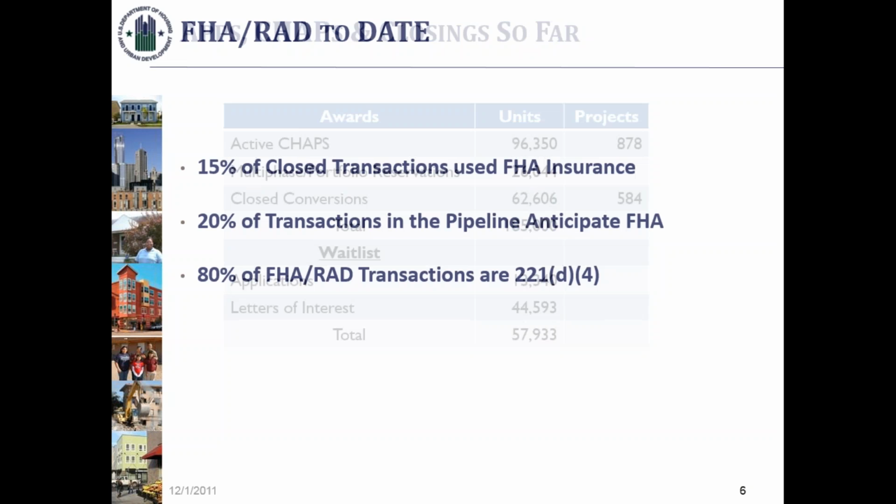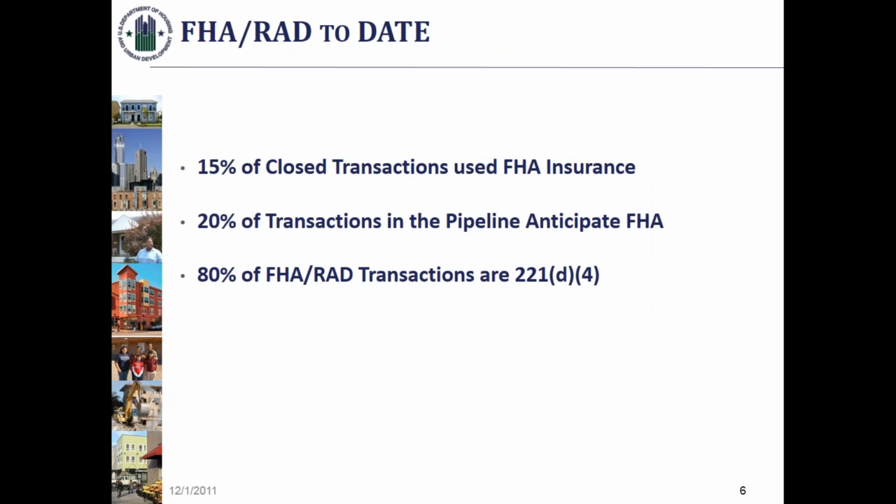How much of those will be FHA insured? To date, about 15% of closed RAD transactions have used FHA insurance. This is a little bit lower than what was originally anticipated. I think by most counts, people thought a third to a half would use FHA insurance. For a variety of reasons, that's not come to fruition. But in the current pipeline, it's still about 20 to 25% that they anticipated. I'm not entirely sure with the new 40,000 what the makeup will be of those, but certainly the trend has been fairly stable at about 20% over the last year and a half.